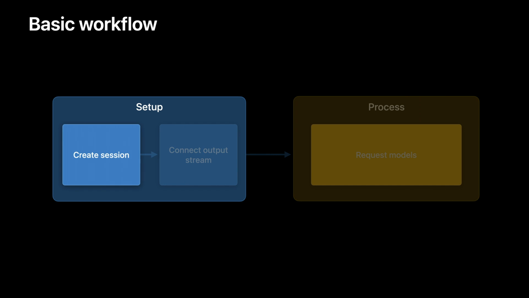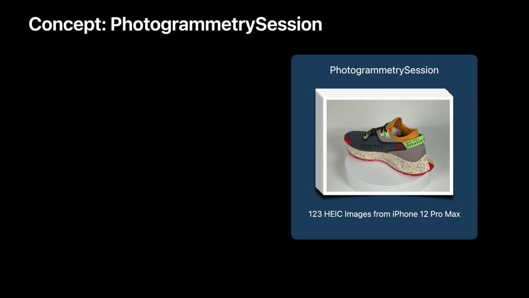Once we have a valid session, we can use it to generate our models. The first thing we need to do is create a photogrammetry session. To create a session, we will assume you already have a folder of images of an object. We have provided some sample image capture folders in the API documentation for you to get started quickly. A photogrammetry session is the primary top-level class in the API and is the main point of control.